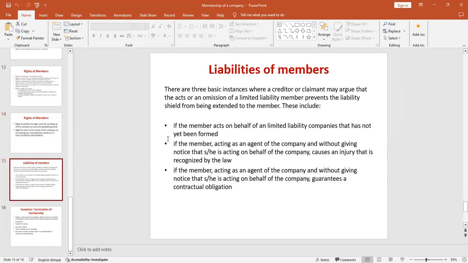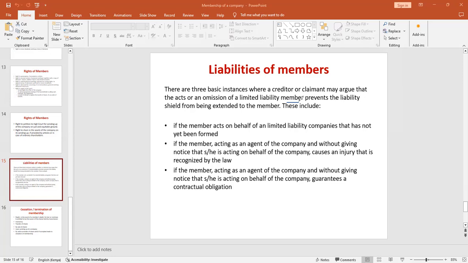So the liabilities. Other than the liabilities that you're going to have as a shareholder or as a guarantor, liabilities in relation to what you've not paid for, there are 3 basic instances where a creditor or a claimant may claim liability against a member.